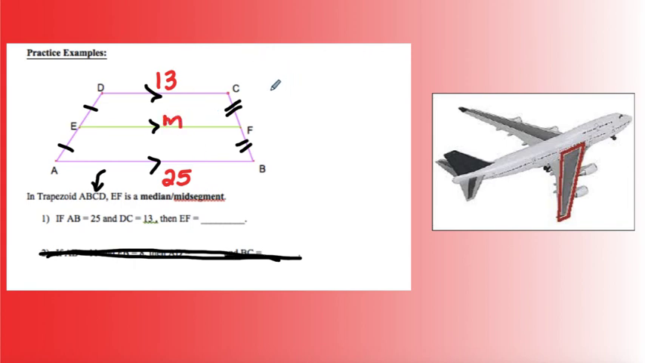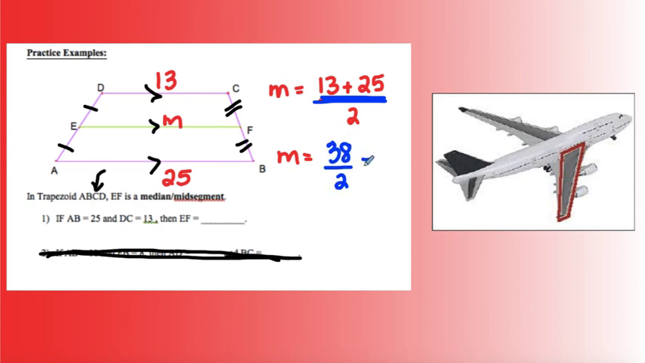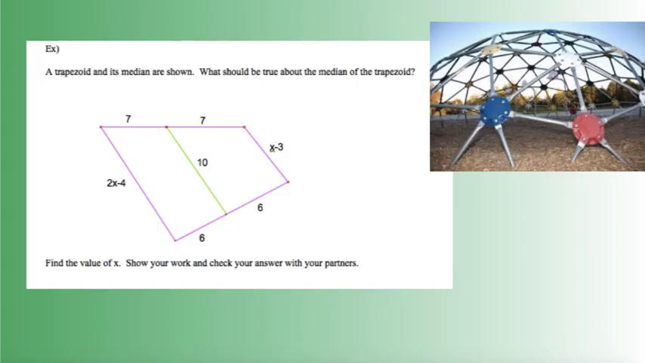So I'm going to write a formula. M is equal to 13 plus 25 over 2. Now I'm going to follow order of operations, and remember that the fraction bar is a grouping symbol. So I'm going to do 13 plus 25, which gives me 38, divided by 2, and that gives me 19.